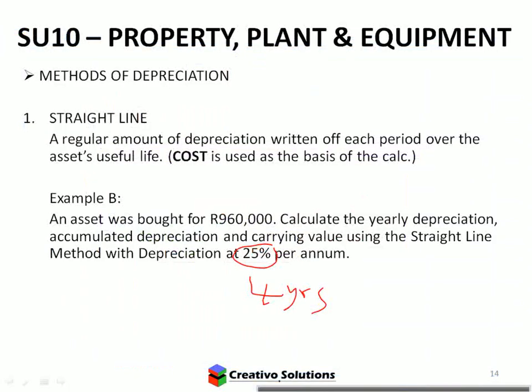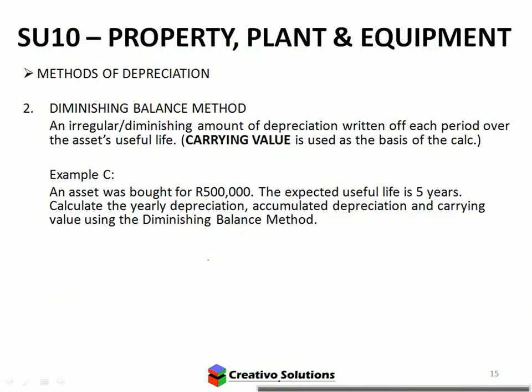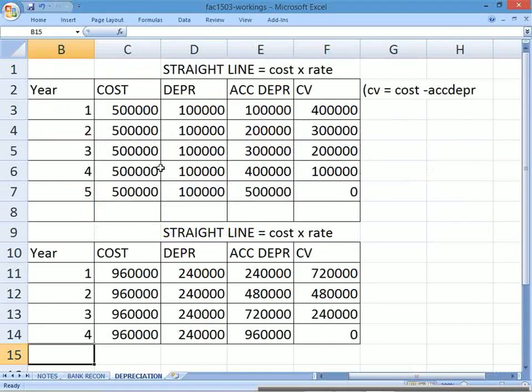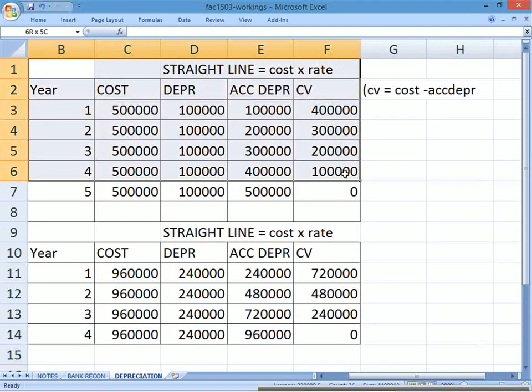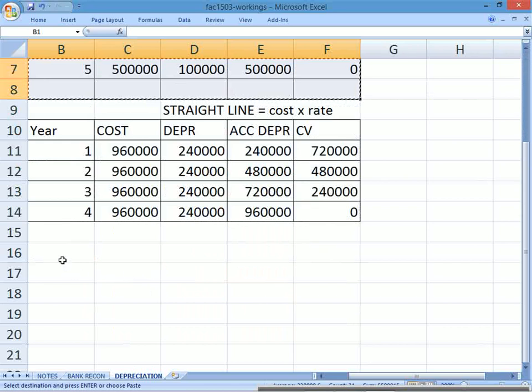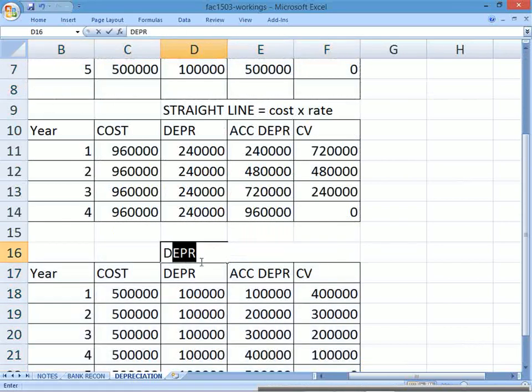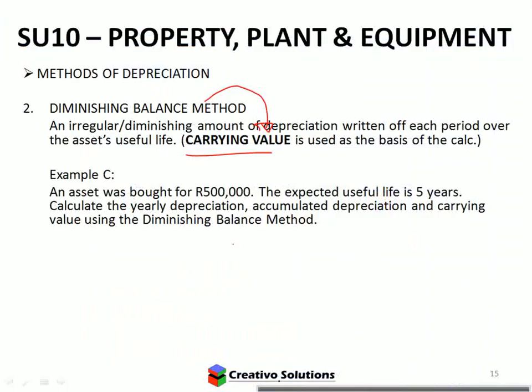Okay, let's now look at diminishing balance. Here you've got diminishing balance, and we know it's calculated on carrying value. Carrying value is going to change. Do you agree? Am I going to change the way I do things? No. Same table, different method. So let's take our table down. Let's write diminishing balance. And you'll see example C.